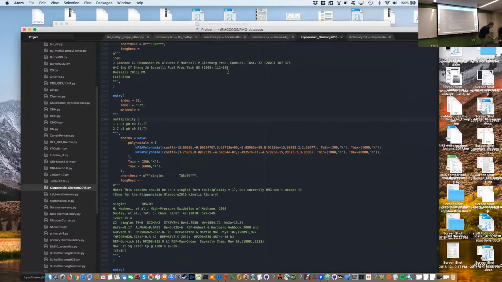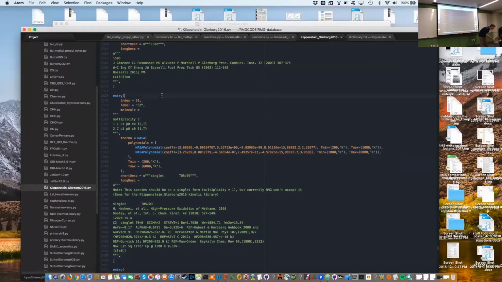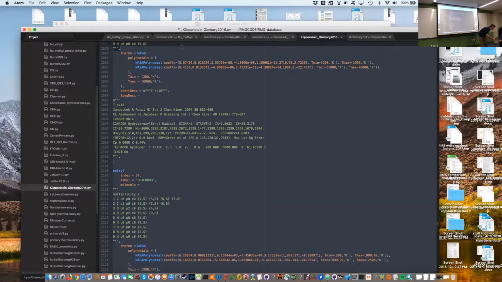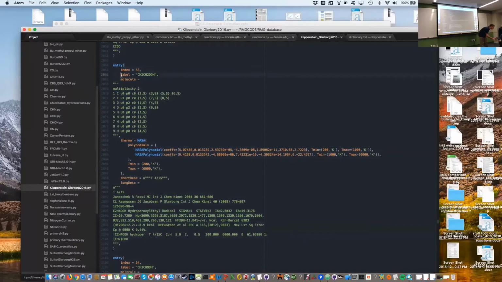Clementine's library, this is one of my favorites, primarily because it's mostly Active Thermochemical Tables data, which is really good. In general, these entries look like this: you have a label and a molecular structure, then the NASA polynomial data here, and then an entry here that describes where this information came from.